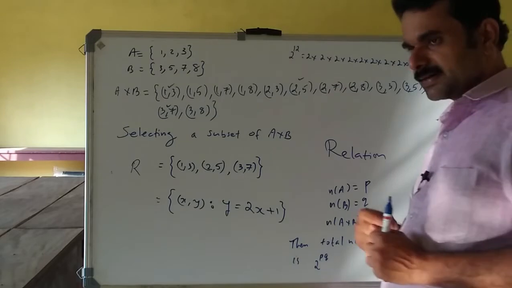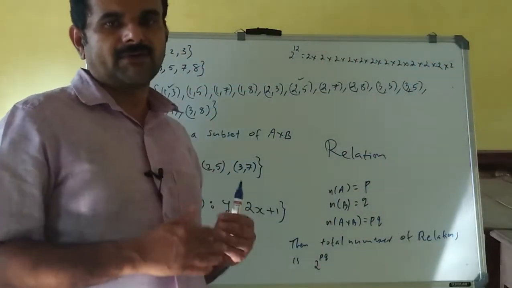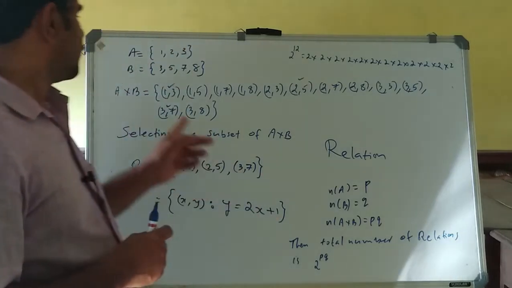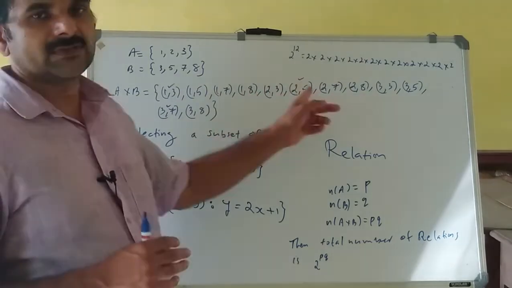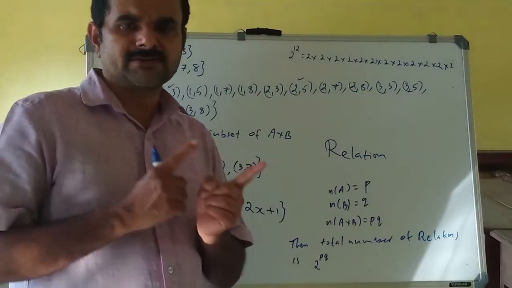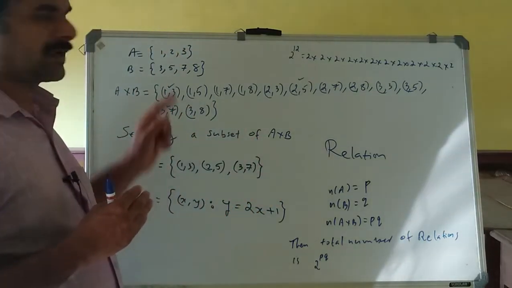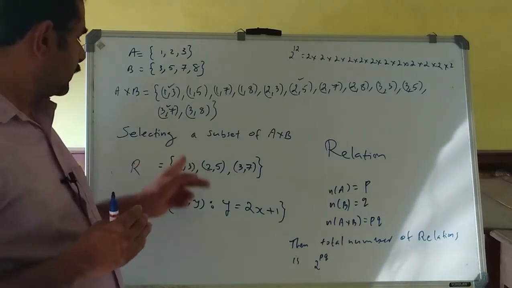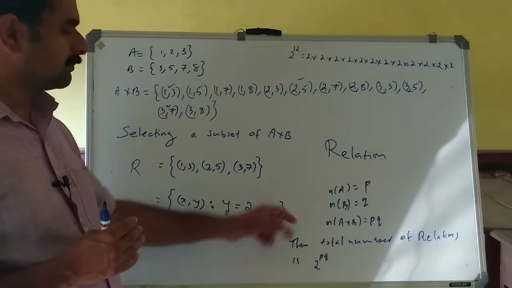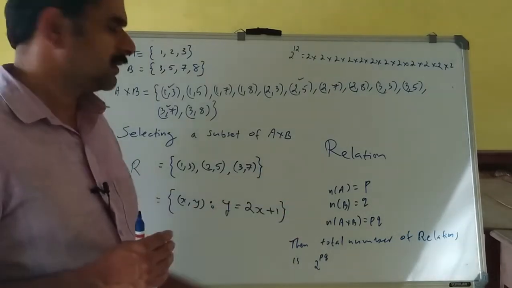So to identify a relation from the sets capital A and capital B, first you have to identify A cross B. Then you can select different numbers with your own choices and try to identify the relationship between x and y. X means first number, y means second number. So in this example, a relationship is taken as y equal to 2x plus 1. 2x means double of x, then plus 1.